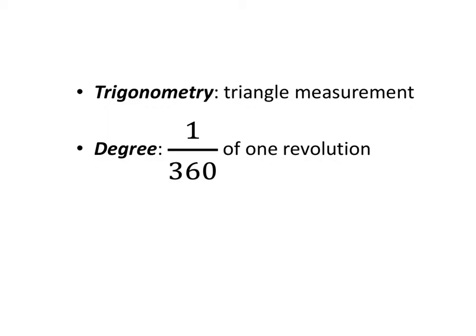Today we're going to start our study of trigonometry, which really just means triangle measurement. Most of what we do is going to be given in degrees. So a degree is 1/360th of one revolution, meaning that if you travel around in a complete circle, we have traveled 360 degrees. You should be pretty familiar with this.